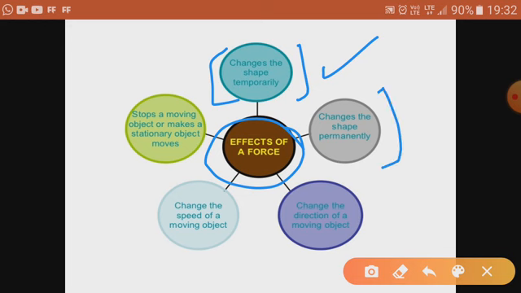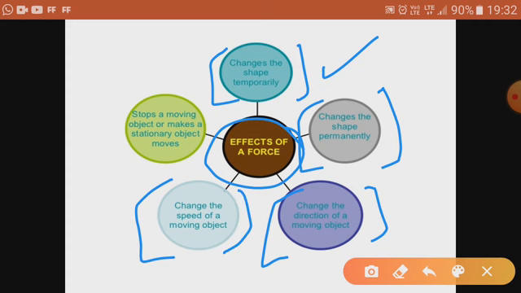Sometimes there is a change in shape permanently. Sometimes there is a change in the direction of a moving object, as you can easily imagine while playing football or cricket. It can change the speed of the moving object, and stop a moving object or make a stationary object move. If something is stationary, for example this ball lying on the ground, you hit it and it starts moving. Or if it is already moving and you try to stop it from another direction, it stops.